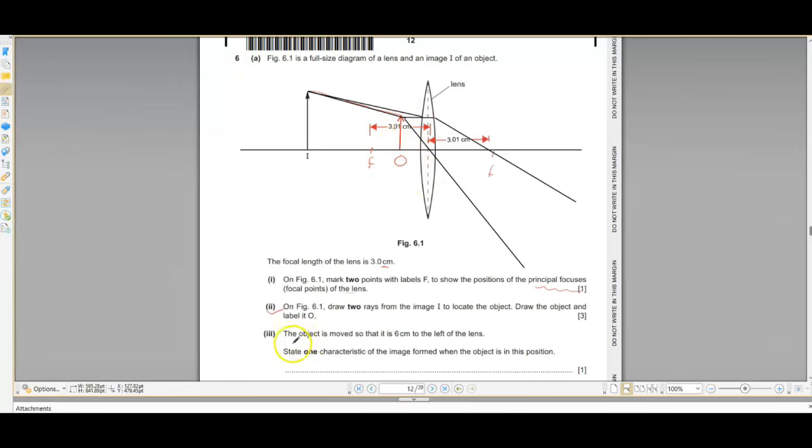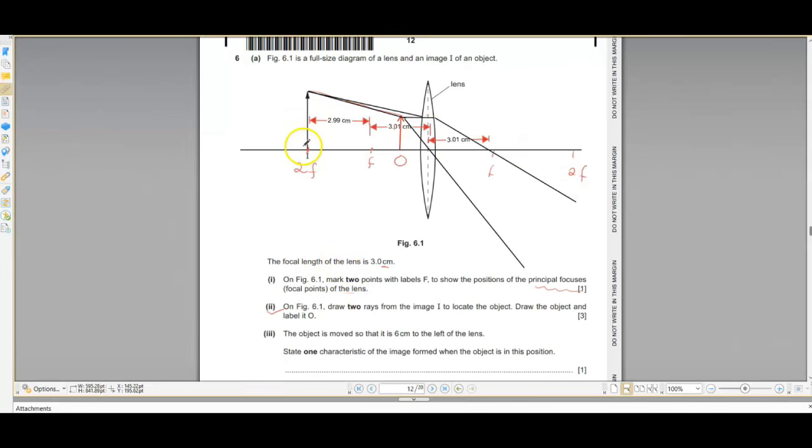ठीक है? अच्छा. Then the third part states that the object is moved so that it is 6 centimeters to the left of the lens. Okay, now this is 3 centimeters, and another 3 centimeters would be somewhere over here. This is another 3 centimeters. So, okay, almost like it's going to be over here. So this is 6 centimeters. 3 was our position of the principal focus. So this is 2 times principal focus. So the object has been moved over here at 2f.